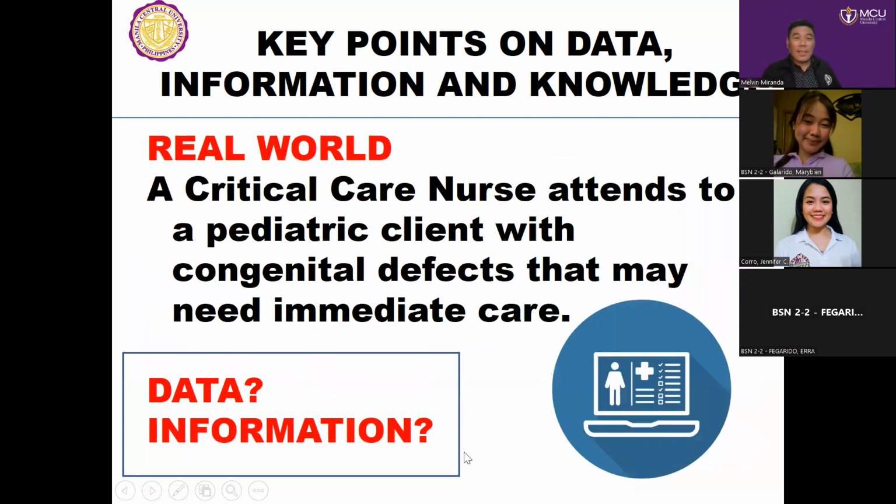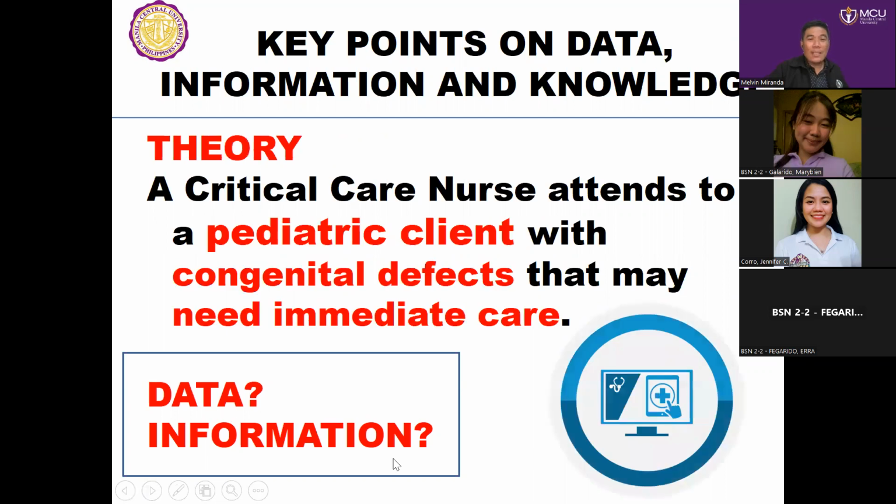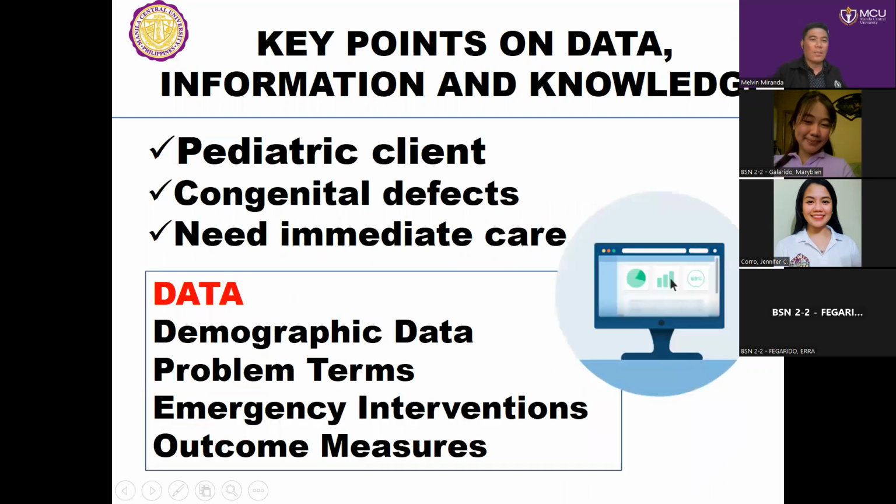Okay. A critical care nurse attends to a pediatric client with congenital defects that may need immediate care. Okay, that may need immediate care. Now, let us now proceed. Highlighted, pediatric client, congenital defects, need immediate care. Is it data or information? I will now be showing to you this one.